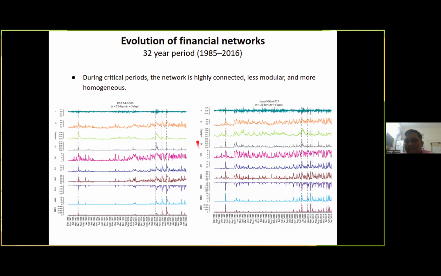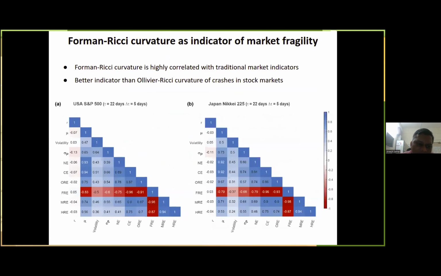In critical periods, as I said, the network is highly connected, less modular, and more homogeneous. This is true for both the US S&P 500 and the Japan Nikkei 225 when we analyze it. And the results are not just for Forman-Ricci curvature but also for a couple of other discrete Ricci curvatures we have applied. What I can tell you is the correlation with standard market indicators, like the correlation of volatility with Forman curvature and the correlation of the absolute values of volatility with Ollivier-Ricci curvature.